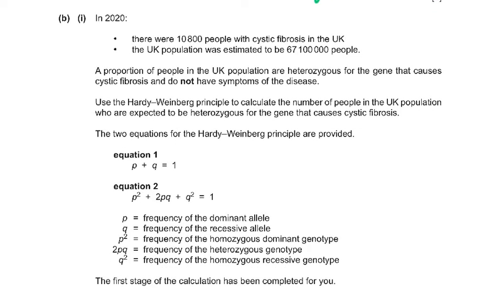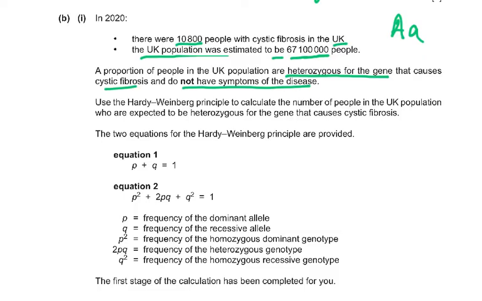Okay, now question number B, part 1. In 2020, there were 10,800 people with cystic fibrosis in the UK. The UK population was estimated to be 67 million, five zeros. A proportion of people in the UK population are heterozygous, that means capital A, small a, for the gene that causes cystic fibrosis and do not have symptoms of the disease. They're not sufferers, but they have this heterozygous gene.